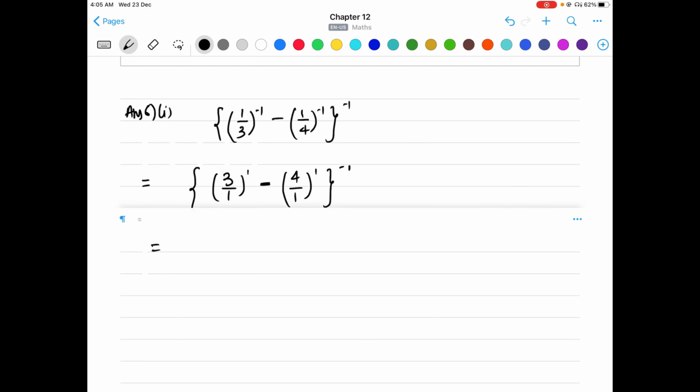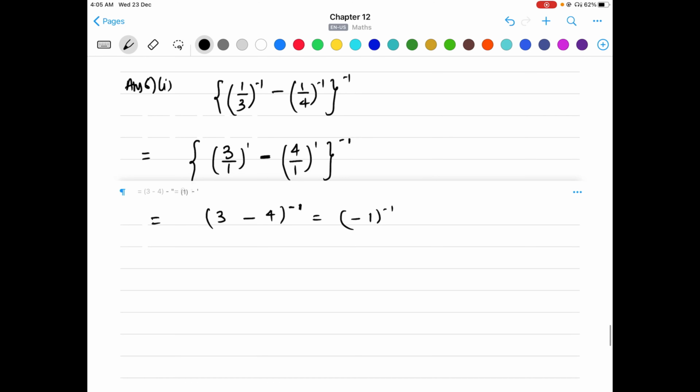Outside we have whole power minus 1. Okay, so this 3 by 1 simply means 3, and this 4 by 1 simply means 4, and we have whole power minus 1. So 3 minus 4 is minus 1, power minus 1. Okay, now again we are going to change this negative power to positive, so it will be 1 by minus 1 power plus 1.